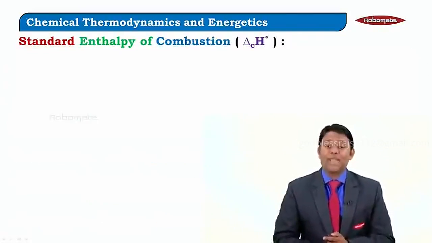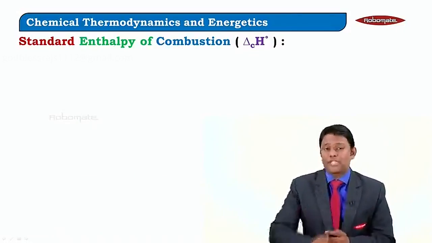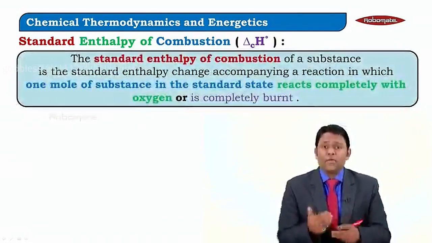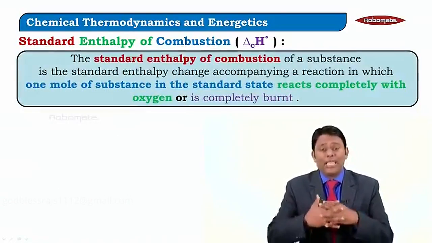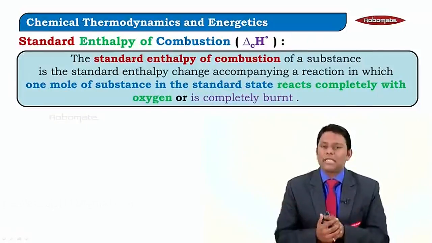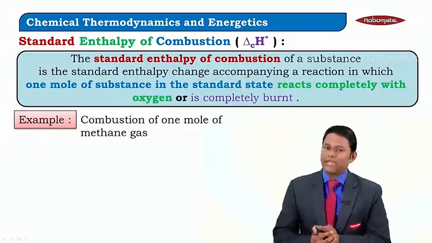Let's take the second one, that is enthalpy of combustion, represented as delta H naught of C. It also says that whenever 1 mole of a substance is undergoing combustion, the substance will entirely get burnt. Now what does that mean? Let's understand that with the help of an example.